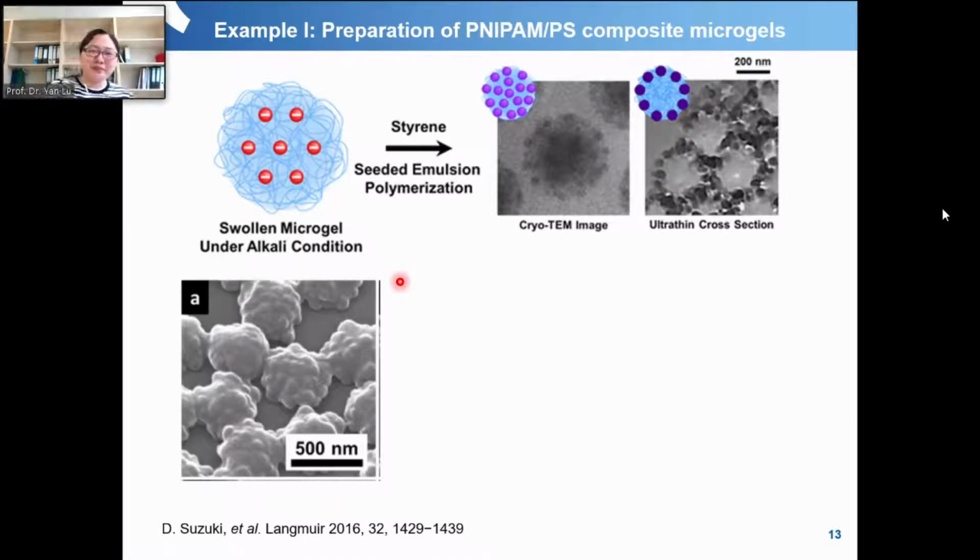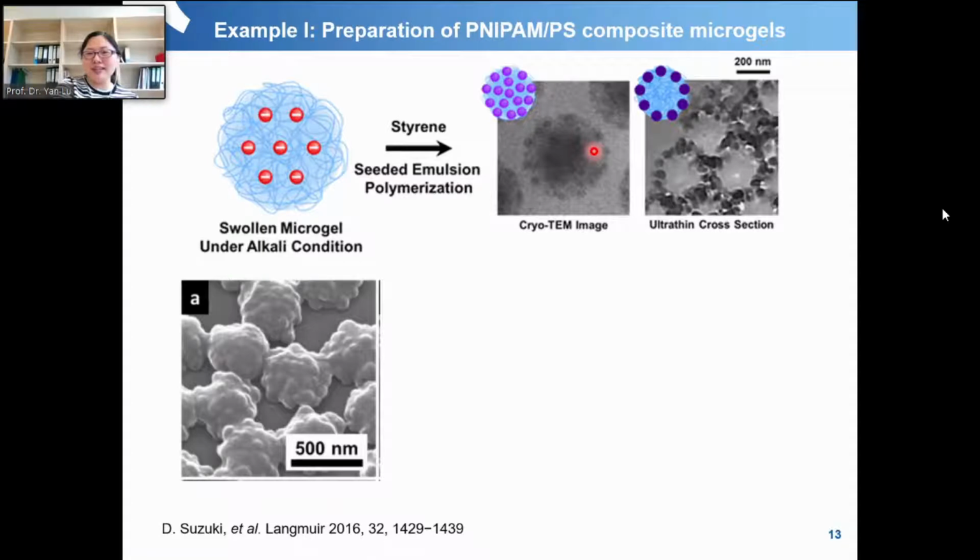You see, they use microgel as a seed. So they first prepare a microgel, a negatively charged microgel. Then they use styrene as a monomer, oppositely to what we did. So they use this as a seed and also do the seeded emulsion polymerization using styrene as a monomer. And they also try to investigate the morphology of their product by cryo-electron microscopy.